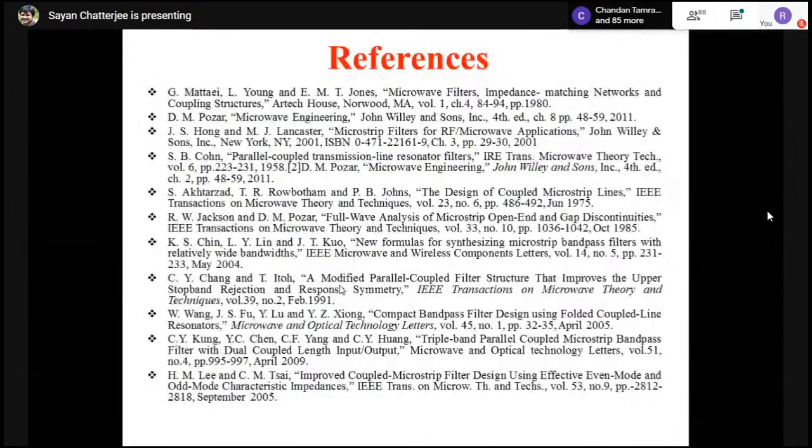These are certain references. Those who are starting with filter design can at least begin with those references. Very common books are one by Pozar, and one by Hong and Lancaster. That is very good also. So I think I can stop here. Thank you, sir.